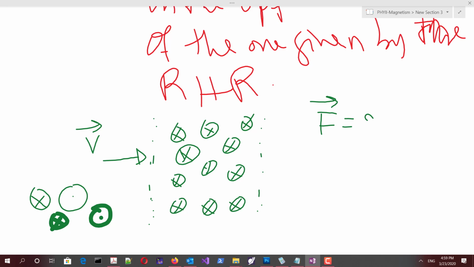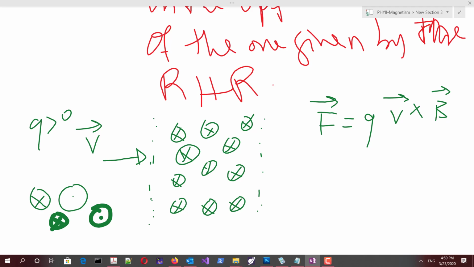Again, it's going to be Q. I'm going to take Q to be positive in here to make it easier for myself. So Q is positive. V cross B, that is going to be the magnitude of the magnetic field. I'm going to take B to be uniform. That means it's constant, both in direction and magnitude.